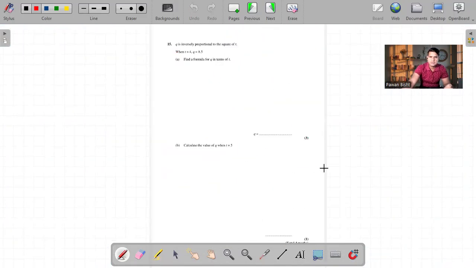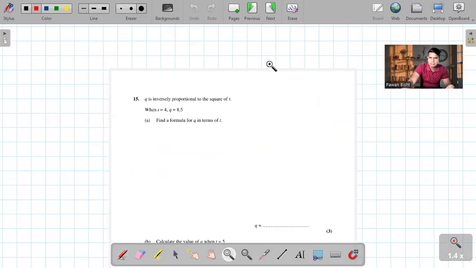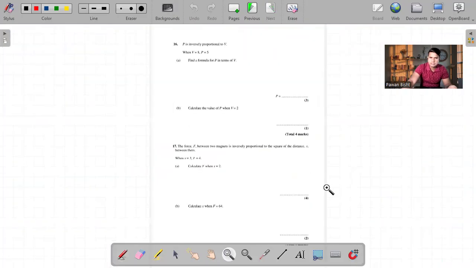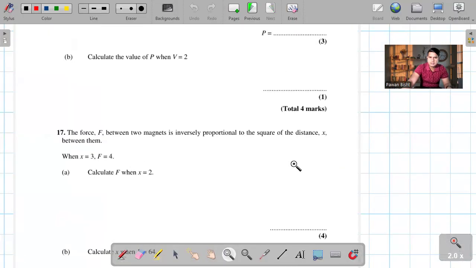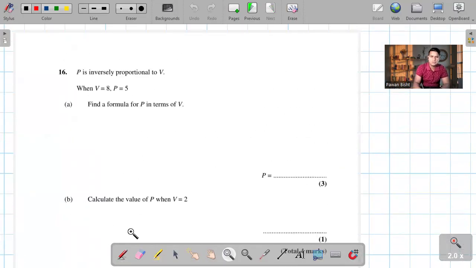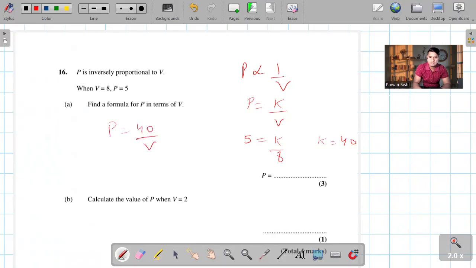Next. Question 15. This one I am leaving for you to try. Same question as 14. Q is inversely proportional to the square of t. Inversely proportional. Try this one. Next. Question 16. P is inversely proportional to V. Whenever we remove the proportionality sign, you know a constant comes, K. In place of P you put 5 and in place of V you put 8. Cross multiply, so K is 40. Right? So what is the relationship? P is equal to 40 over V.